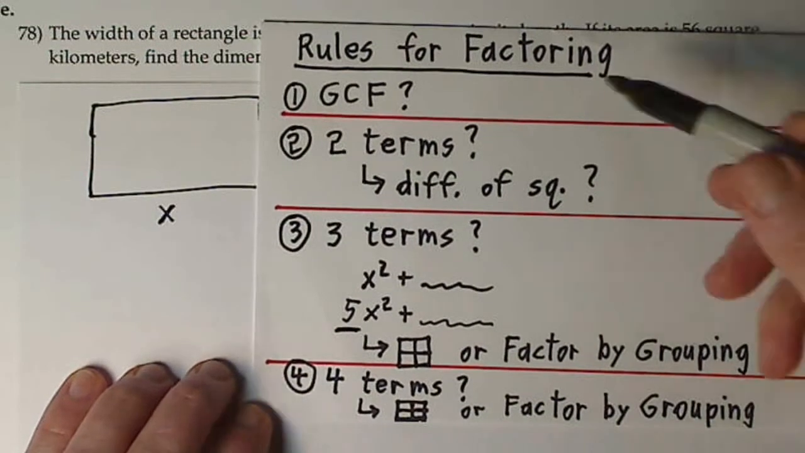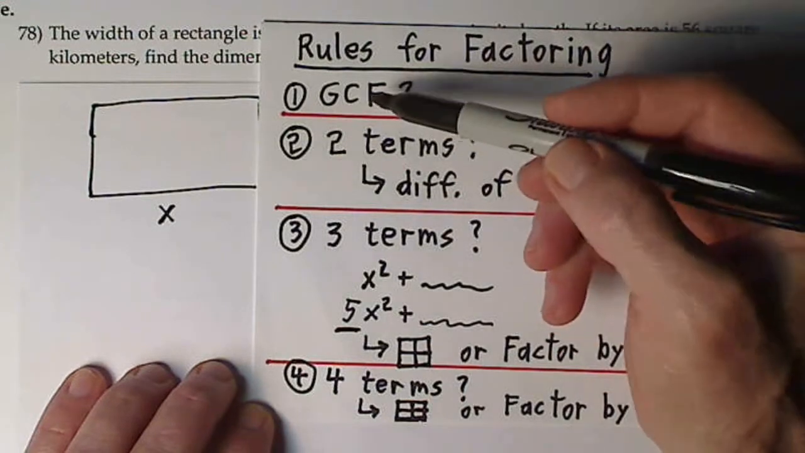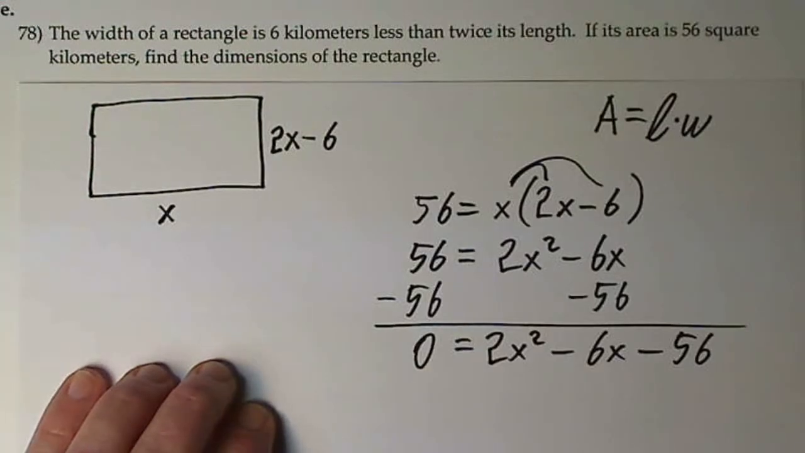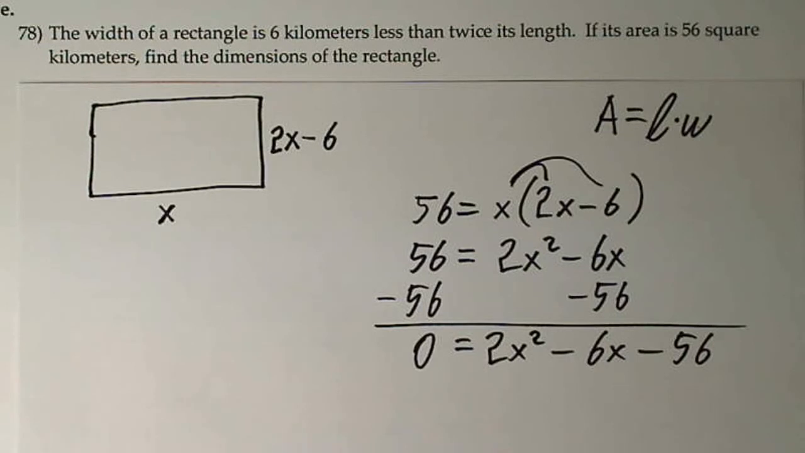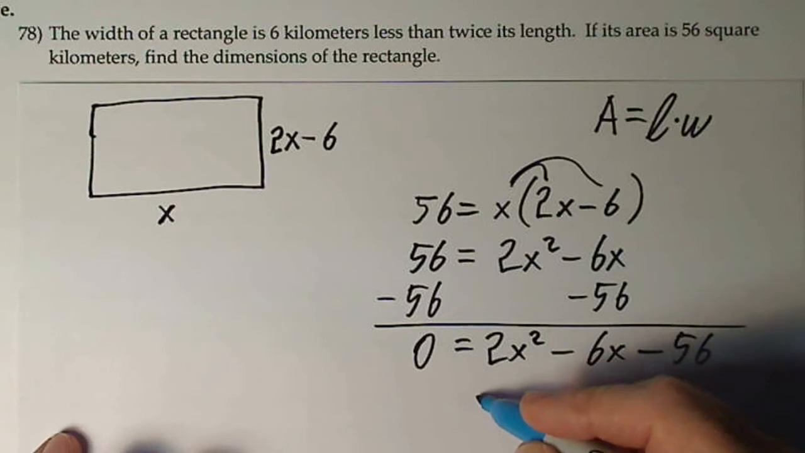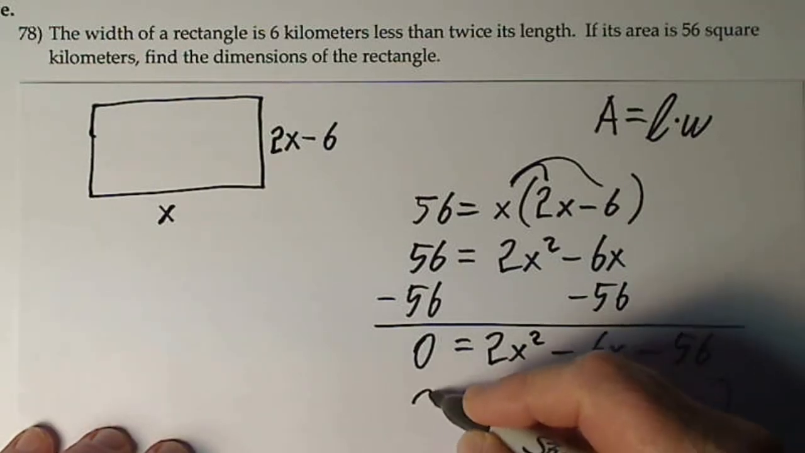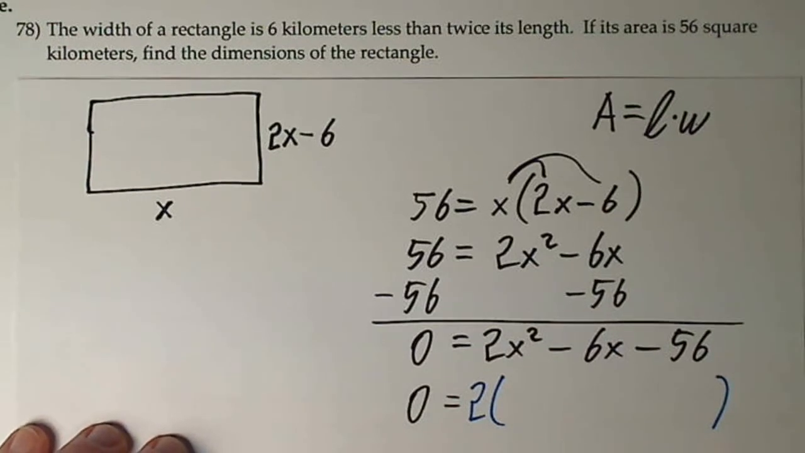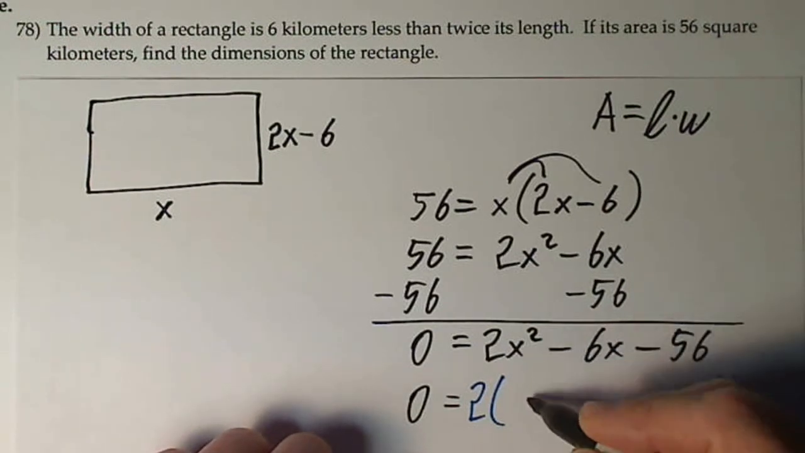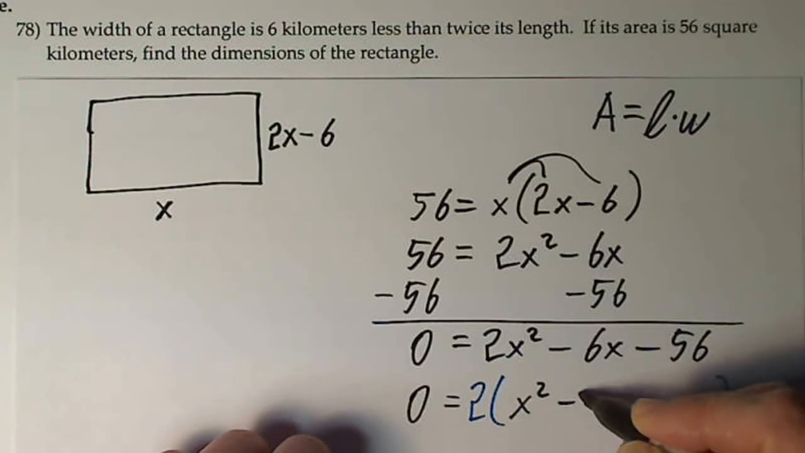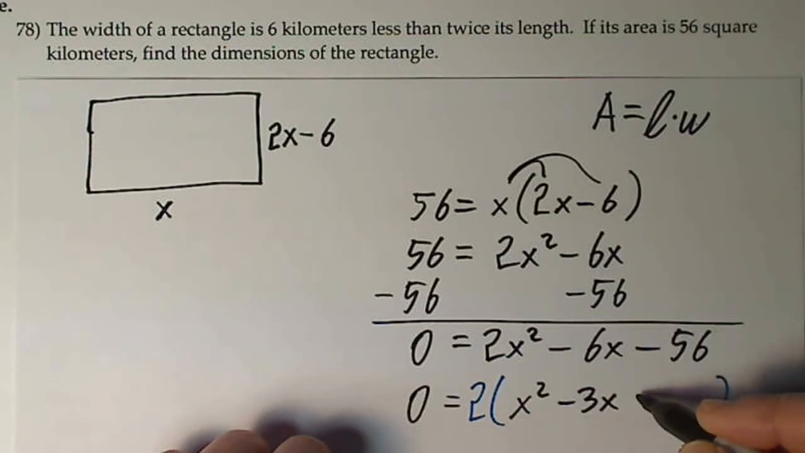You want to use the zero factor property, so you're going to try to factor. And remember, whenever we're factoring, we can refer to this little road map. Is there a GCF? Yes. So let's get a 2 out of each term. So I'm going to factor a 2 from each term here, and I'll still have equals 0. So this would leave me with x squared minus 3x minus 28.